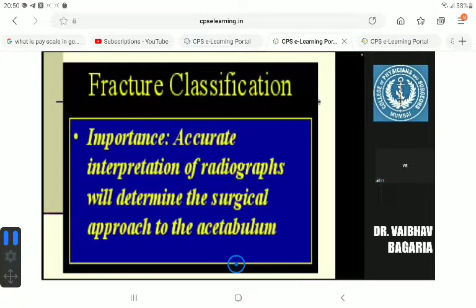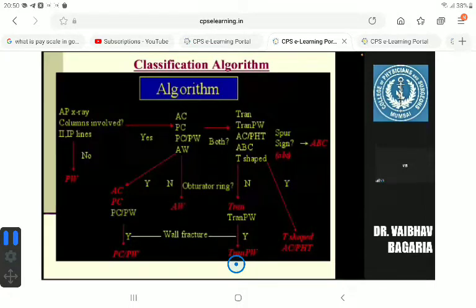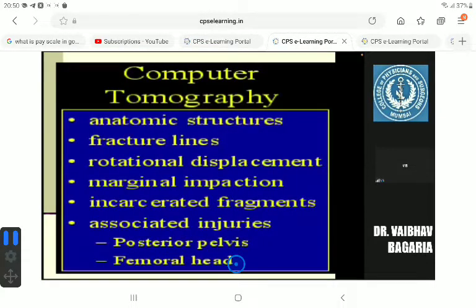Now, it is important because accurate interpretation of the radiograph will determine the surgical approach. So this is a very complex algorithm, not used so commonly nowadays, but if you want, you can take a picture of this and study it. But I think CT scan has changed a lot of it, because if you have a CT scan, you can really accurately identify the anatomic structures, fracture line, any rotational displacements, marginal impaction, incarcerated fragments, associated injuries, posterior pelvis, femur, all of that can be identified.